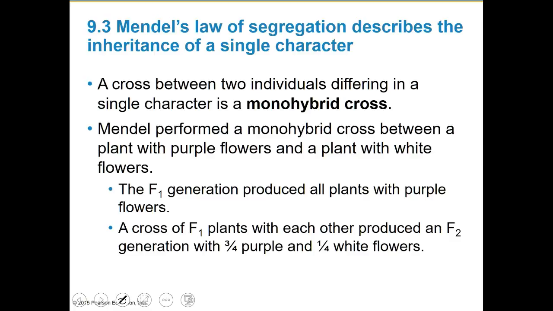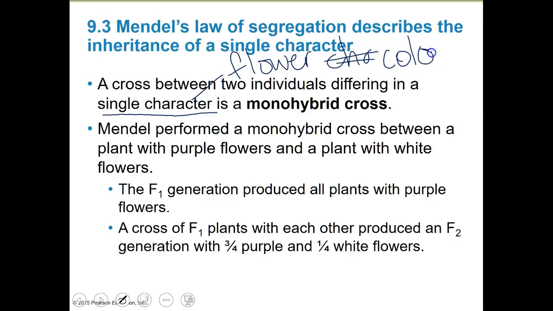All right, so a cross between two individuals differing in one single character. From that last list that we looked at, maybe we do flower color as the one character we look at. No other character is involved, just one particular character. We call that a mono, or one, hybrid cross. So one single hybrid cross is what we're looking for.